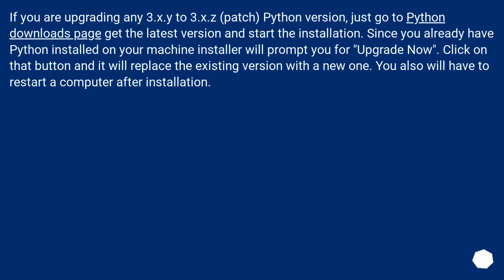If you are upgrading any 3.x.y to 3.x.z patch Python version, just go to the Python downloads page, get the latest version and start the installation. Since you already have Python installed on your machine, the installer will prompt you for upgrade now. Click on that button and it will replace the existing version with the new one. You also will have to restart the computer after installation.